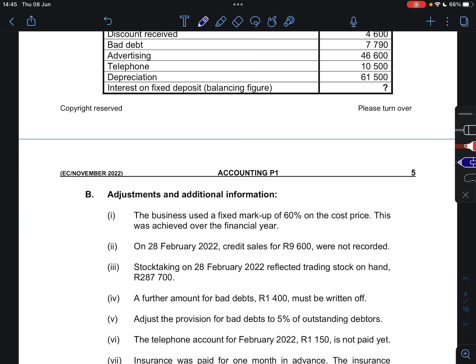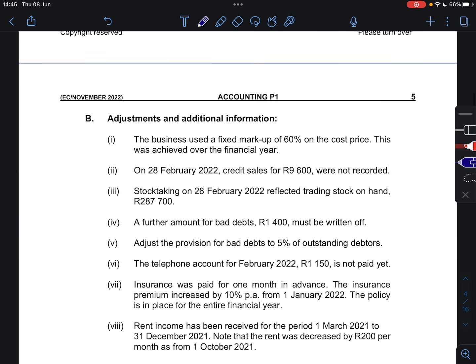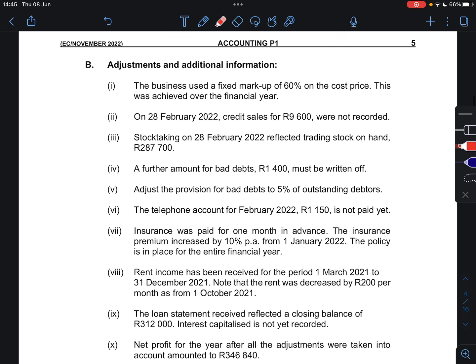So let's begin. It says here, very first adjustment, the business used a fixed markup on cost, a markup of 60% on the cost price. As we know, the cost is 100. That's how we do it. We have sales, we have a markup. Okay, markup of 60. If it's on cost, your cost will always be 100, and then your markup is 60, and then your sales is the addition of the two. Your sales are 160.